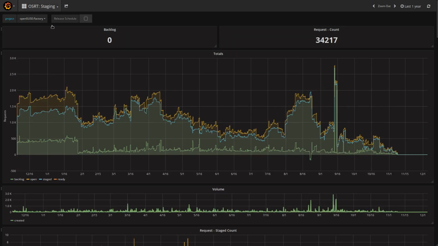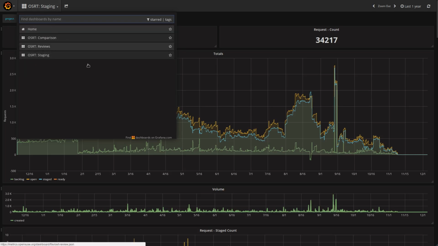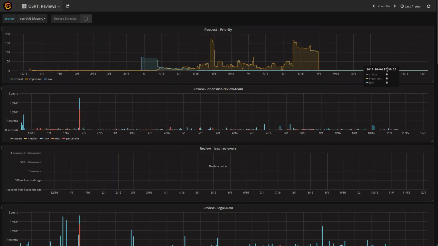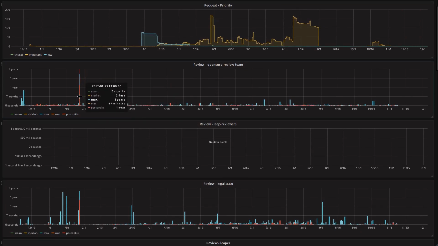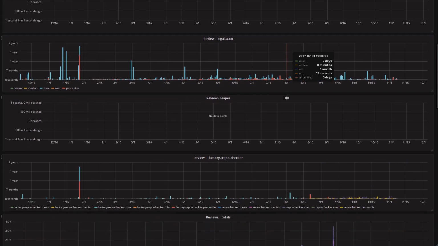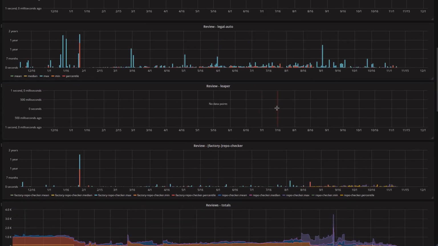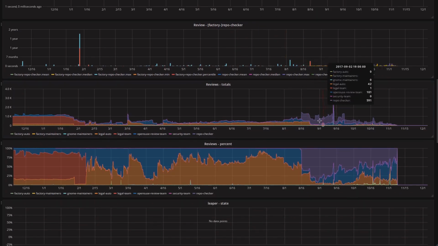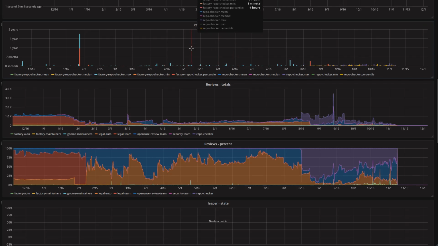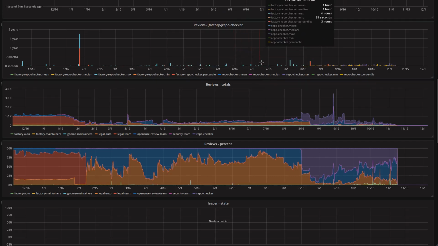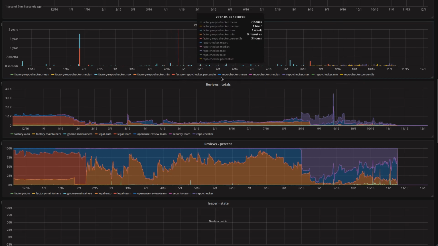So if we move on to the reviews then for factory, so again, repeating the priority, the review team, there are some really nice, interesting spikes that are worth going to look at, very long spikes. The Leap reviewers obviously don't apply to factory, neither does Leaper, so those are generally empty. And if we look at the factory repo checker, so basically there was that migration to the new repo checker, which we'll see in the graphs below, but I basically merged them in this graph, as you can see here. But basically there's no major change here.